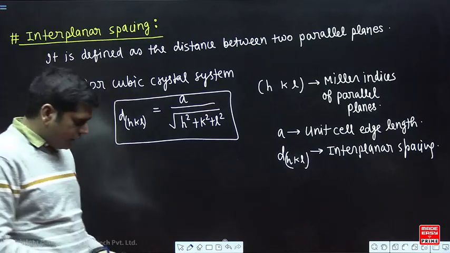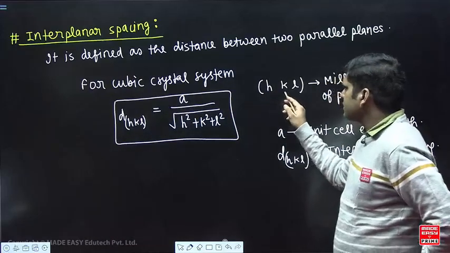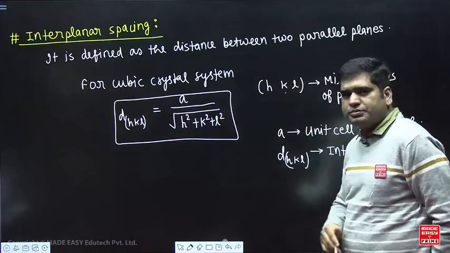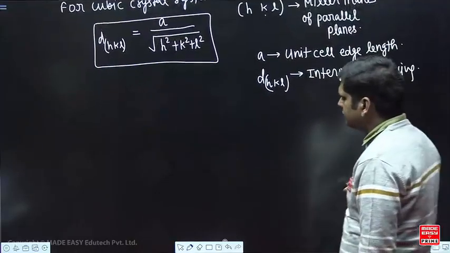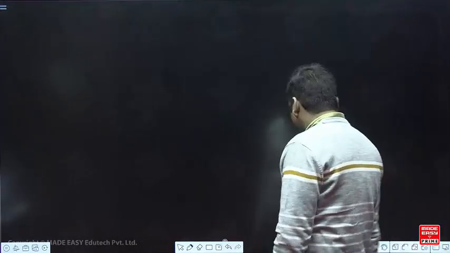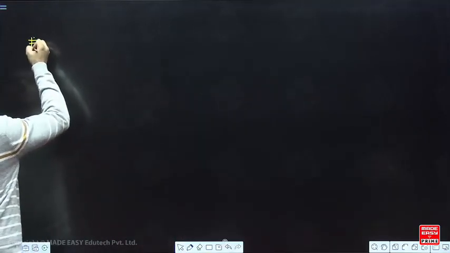Yes, HKL corresponds to the H, the first digit is always the x-axis, the second is y and the third is z, like 110, 120, like that, anything. Now we need to define a few terms here. The first one is linear density.